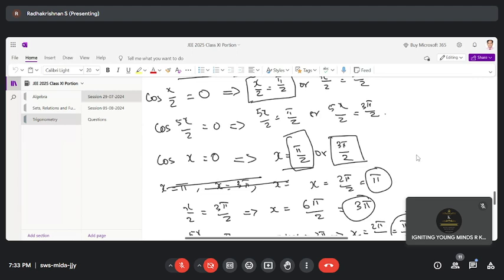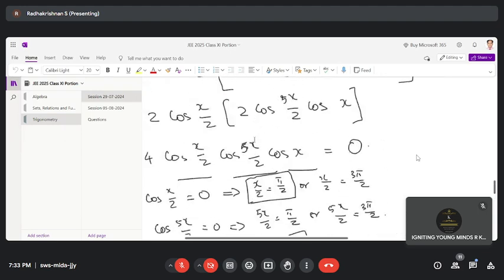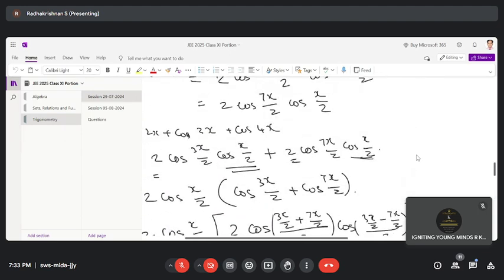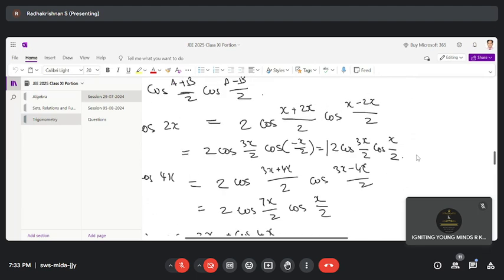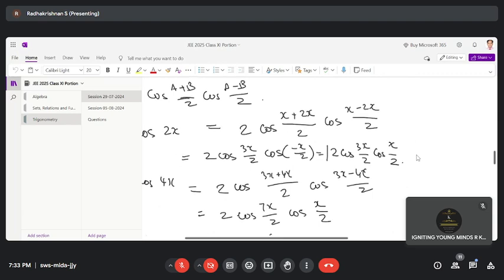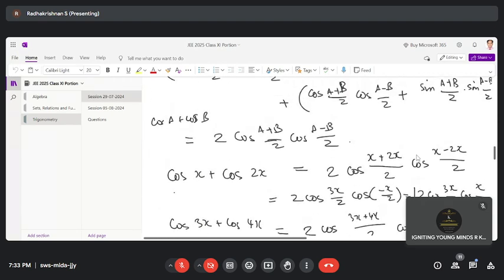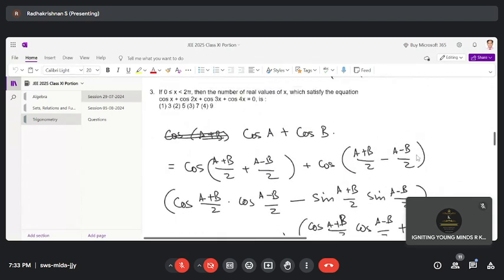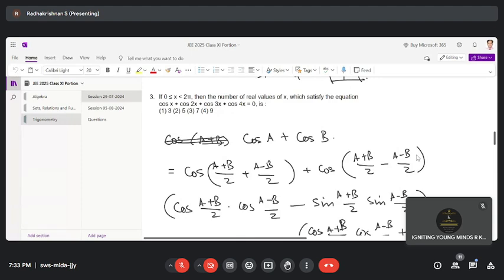This was the problem that we were doing in the last class. If you remember, I think whomsoever attended, that I've made a mistake in this problem, so I just want to correct it now. This was the problem: if x is in the range 0 to 2 pi, find the number of real values of x which satisfy the equation cos x plus cos 2x plus cos 3x plus cos 4x equal to 0. So we are supposed to find out the number of roots.